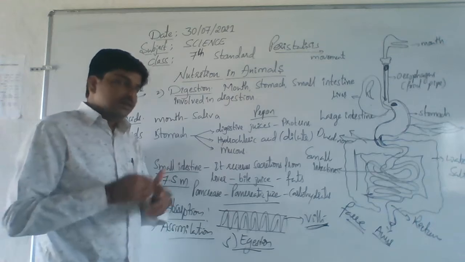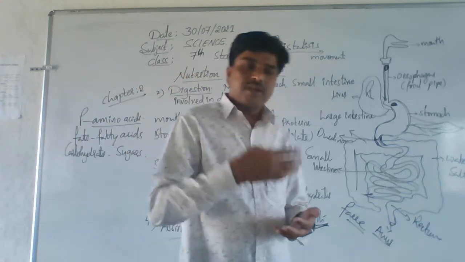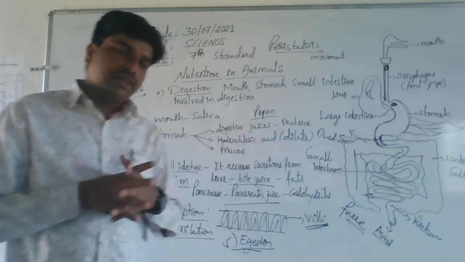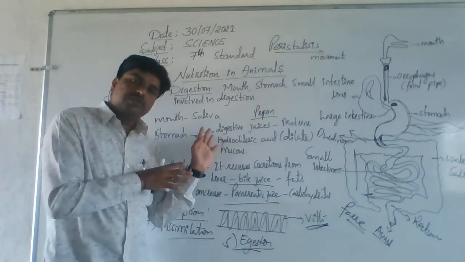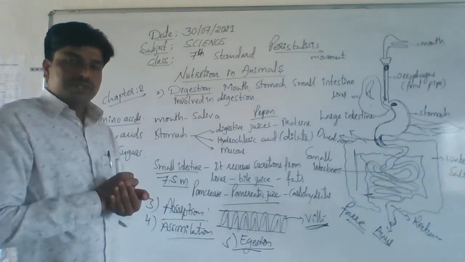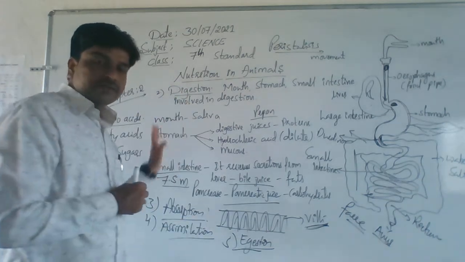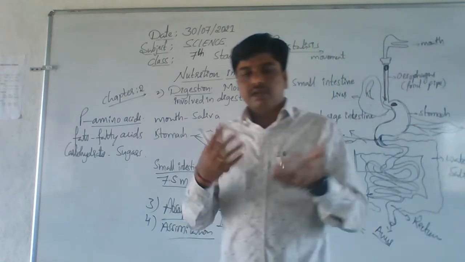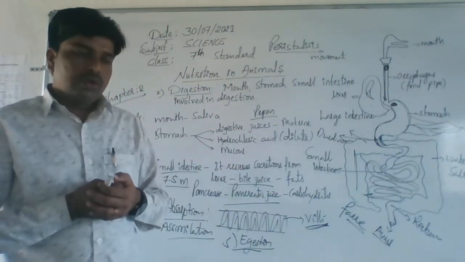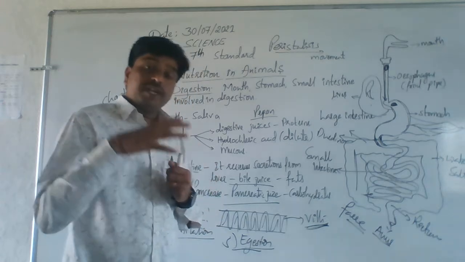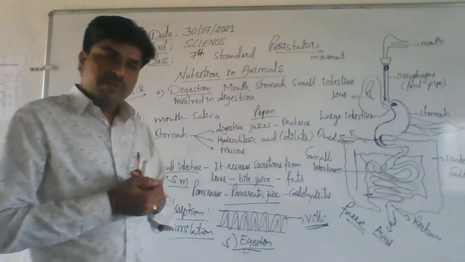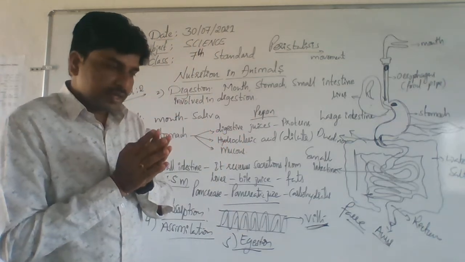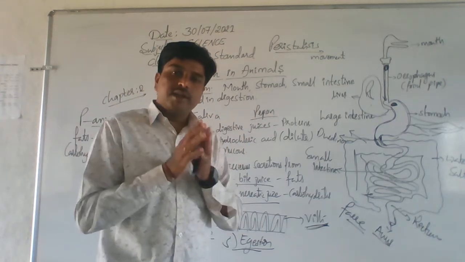So, dear students, these are the main important steps of nutrition involved in human beings. I think you clearly understood this. Take down these notes in your classwork. In the next class, we will discuss nutrition in ruminant animals. We will meet with the next concept in the next class, that is nutrition in ruminant animals.